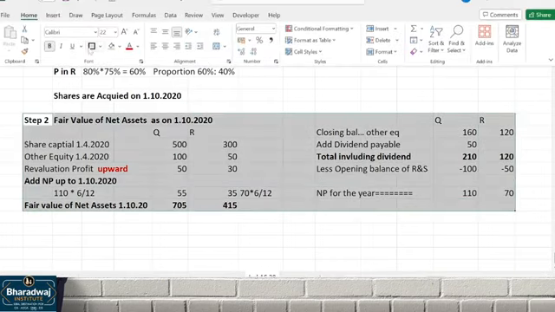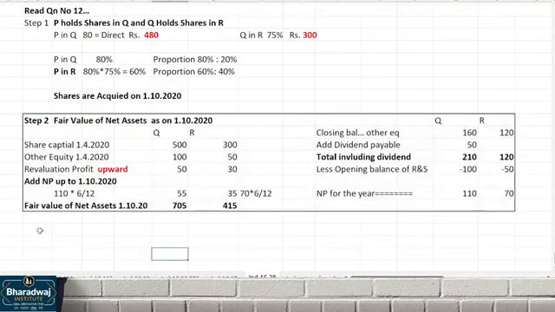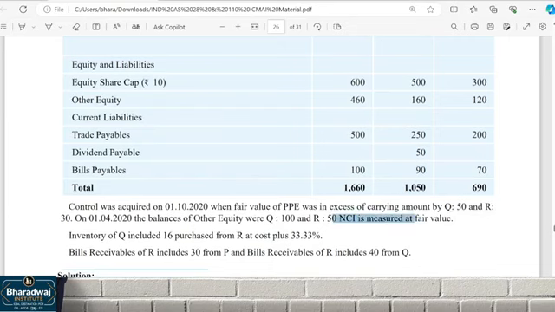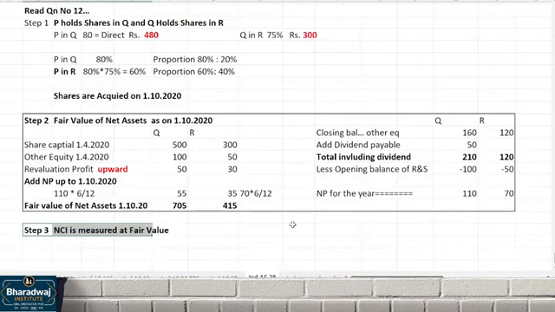Next is a very, very important step. We have to measure NCI. NCI is clearly given, NCI is measured at fair value. NCI is measured at what value? Fair value, we have clearly given. Look, NCI is measured at what value? Fair value. How to work out?